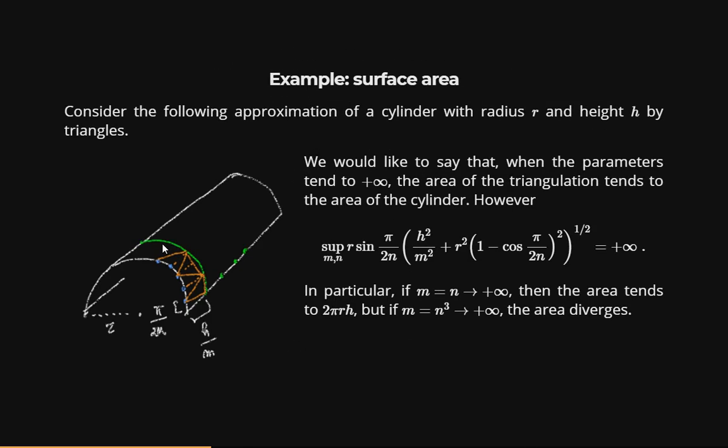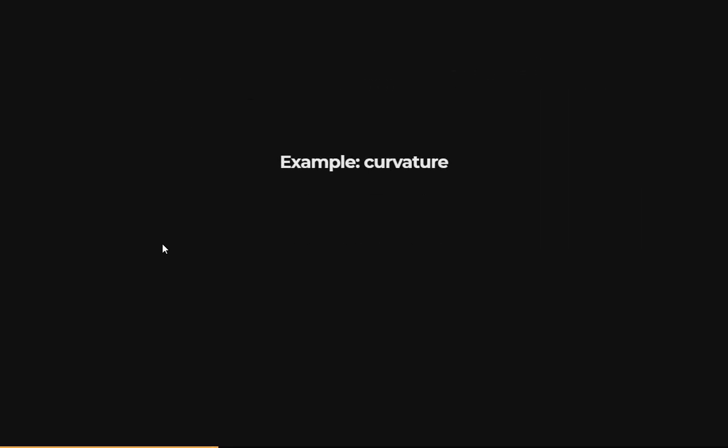Okay, anyway, this is why area is usually computed in the parameterization space, in the parameter space. So when you want to compute an area of a surface, you parameterize it, and then you write an integral over the parameter space. Now, another example, curvature.